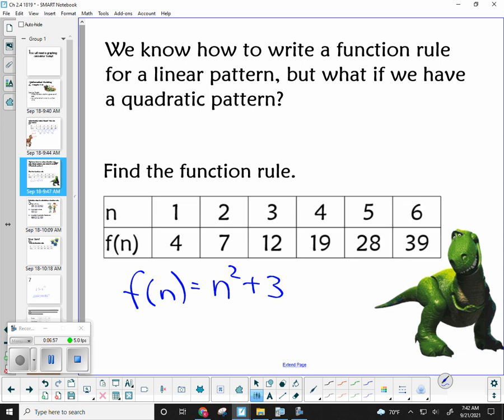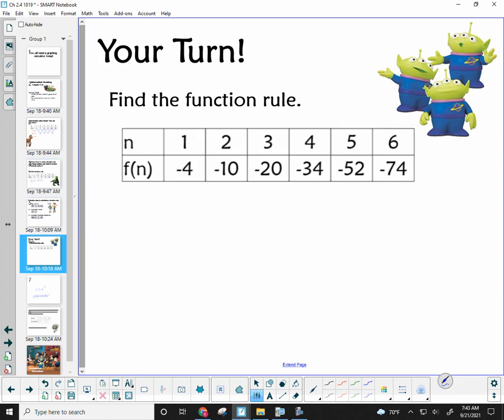Are we okay with this? Has anybody ever done this before? Okay. All right. So then, you try this one. Go ahead and find the function rule.